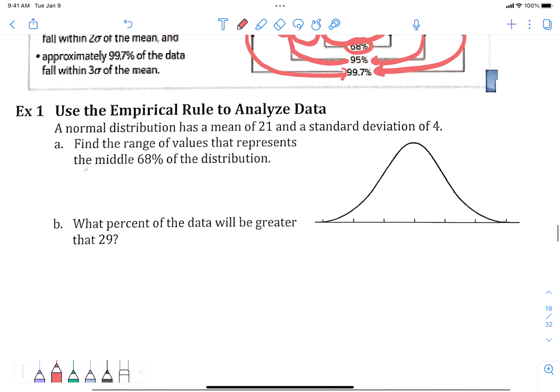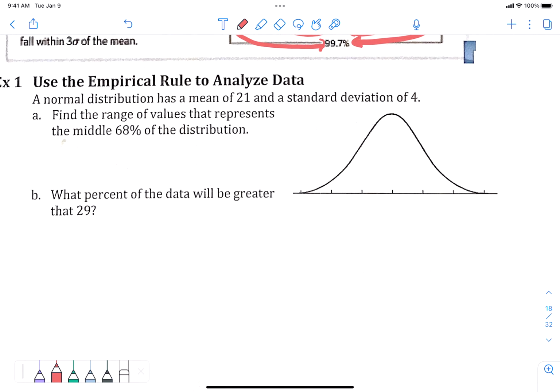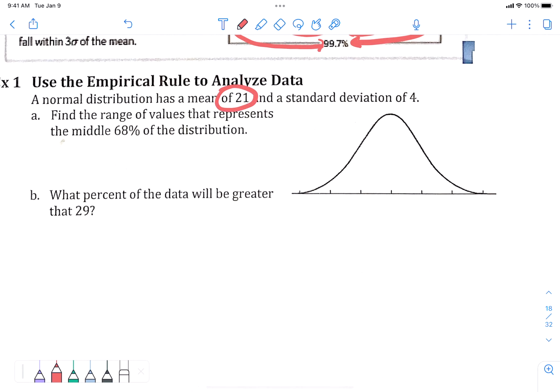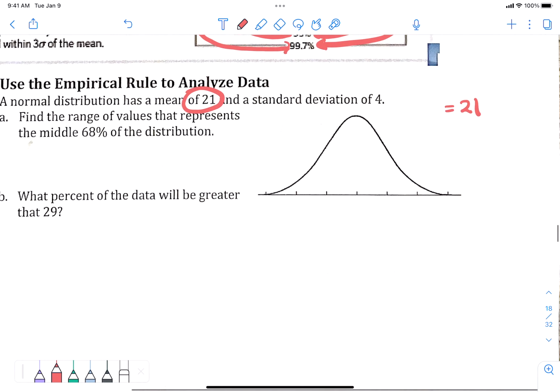So, example 1, part A is asking me for information, but it's giving me some stuff up above that it has to give me. A normal distribution has a mean of 21. What symbol do we use for mean again? Mu is the symbol that we use for population mean, but we call it X bar for now. Okay? X bar. And then standard deviation of 4. What symbol do we use to represent 4? S. S is 4.